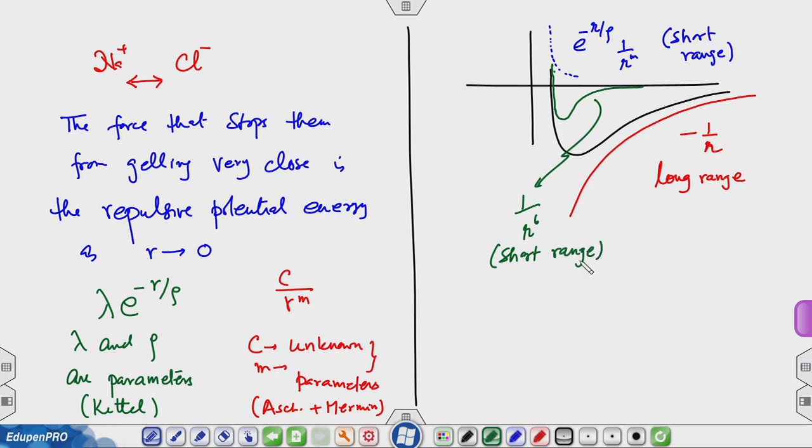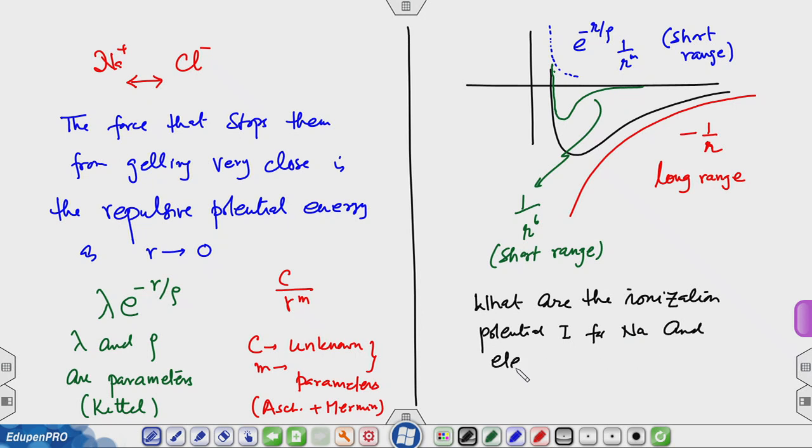Once we have decided what the potential form is, the rest of the calculation proceeds exactly like what we did for noble gas atoms. We take pair of atoms, pair of ions, add up their energy and get the total energy, minimize it and get what the parameters of the system are. So, at this point I like to give you two questions. One is, what are the ionization potential I for Na and electron affinity A for Cl?